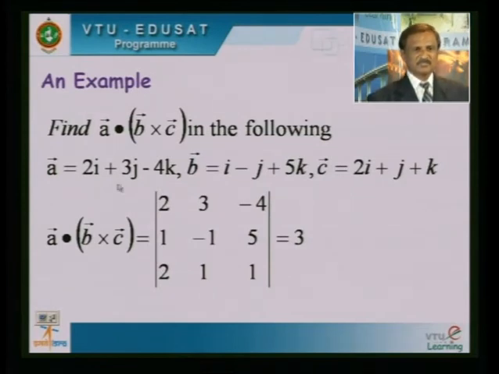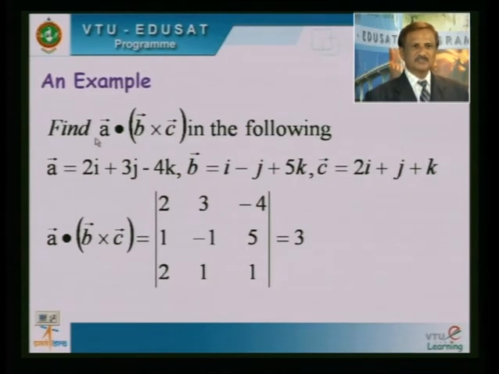So, now I want to solve some examples about the same thing. Assume that we find A dot B cross C in the following, it means they have given three vectors, namely A, B and C. What is A? A is 2i plus 3j minus 4k, and another vector B is i minus j plus 5k. C is 2i plus j plus k, is it clear? By the definition of A dot B cross C, it can be written with the coefficients of i, j, k. First row is the coefficients of i, j, k. Coefficient of i is 2, I have written here. Coefficient of j is 3, and coefficient of k is minus 4, you have to write it along with the sign.